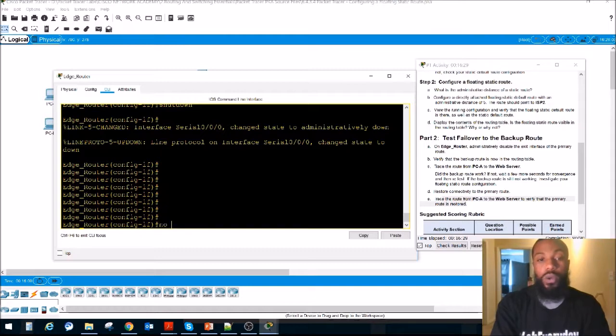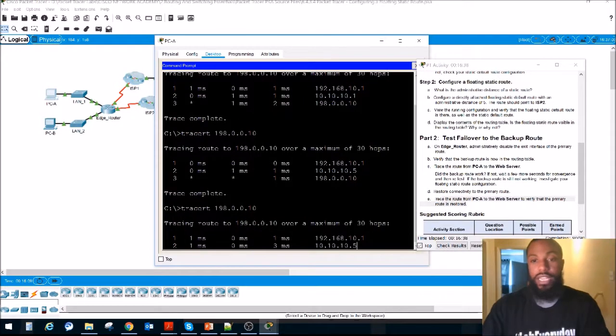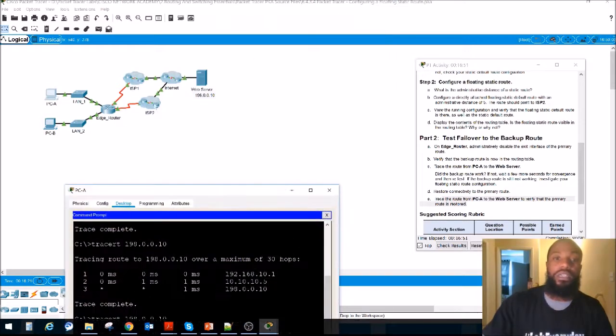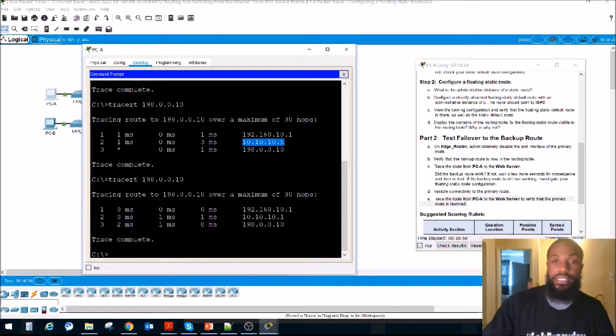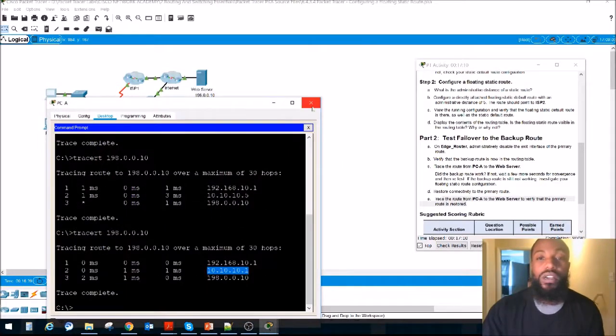So no shut, let's bring it back up. Let's trace the route again. Last time he took 10.10.10.5. This time, hold up, it's taking the backup route again, I believe. Oh, maybe we have to wait till it comes back up, because look, it's green. Let's try it again. There you go. See? It just needed to wait. It was still taking the backup route, so we needed the route to converge. Now it took 10.10.10.1. Had me thinking that I did this wrong.